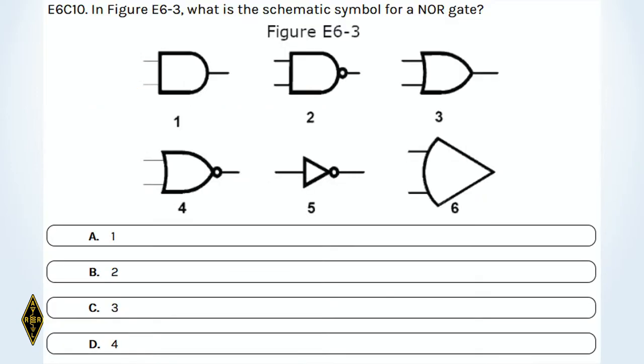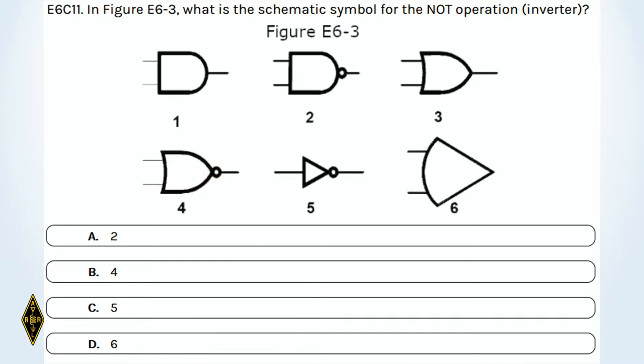All right. Which is the schematic symbol for a NOR gate? Charlie. Delta. Oh, NOR. Delta. Yep, Delta. It's this one right here. It's an OR gate with the NOT on the output, or the inverter on the output. So, yep. All right. And what is the schematic symbol for the NOT operation?